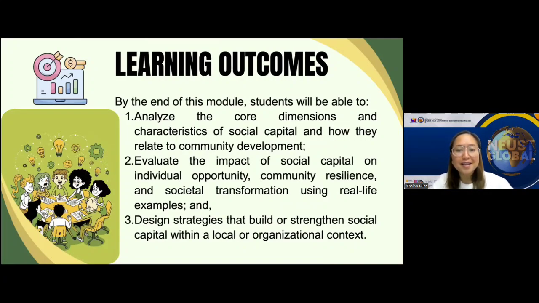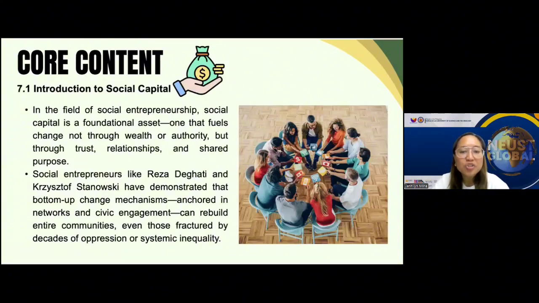Let's start our discussion on social capital. Social capital is the network of relationships, trust, and cooperation that connects people and helps them to work together for a common goal. In social entrepreneurship, the subject that you are taking this semester, this is one of the most important resources. It is not just about having a lot of money or a lot of power, but about having strong connections and shared values within a community.